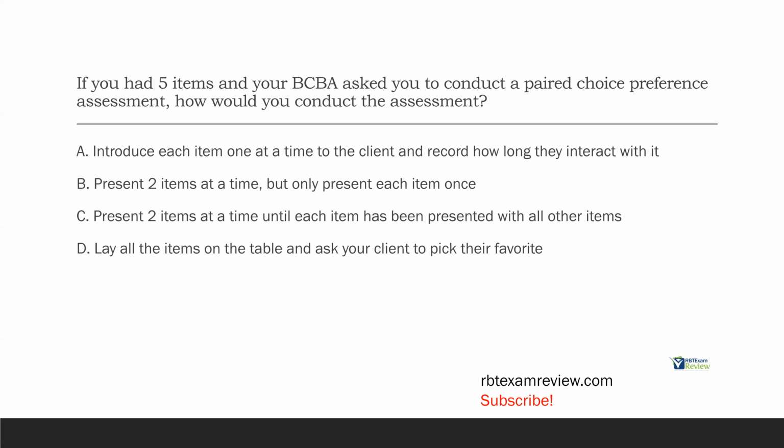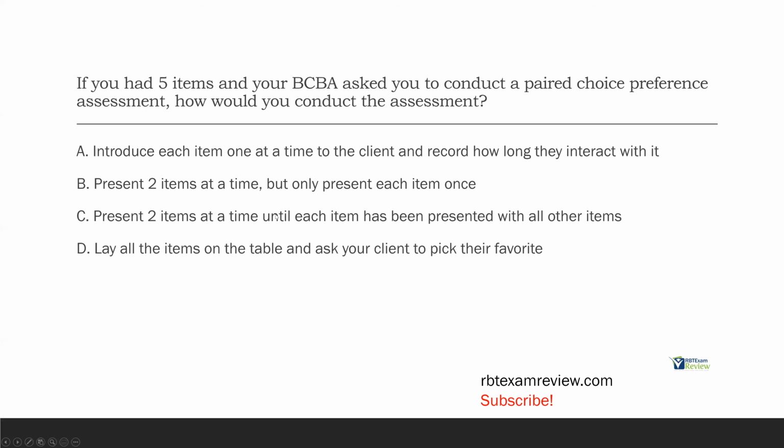So let's look at A. Introduce each item one at a time to the client and record how long they interact with it. What's wrong with A? One of the secrets to getting really good at the exam is when you're practicing, don't just identify the right answer. Understand why the wrong answer is wrong. So A says introduce each item one at a time. Well, we don't want to do that because we're conducting a paired choice. We need to introduce 2 items at a time.